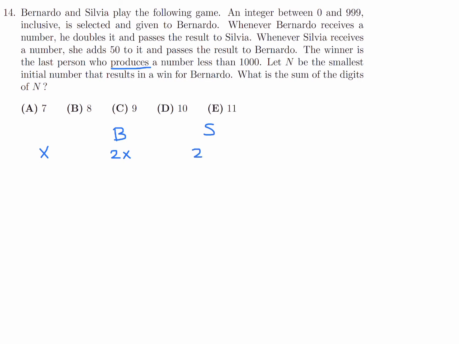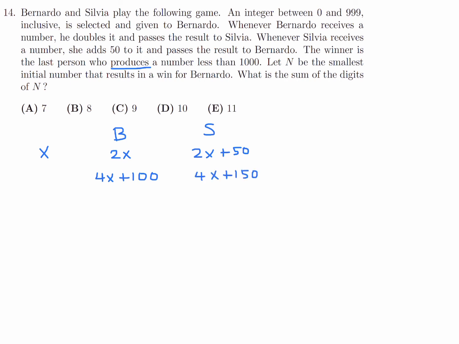She adds 50 to it, so 2x plus 50. And then, this is the number, therefore, that she produces. That's why it's allocated to Sylvia. Then she passes it back to Bernardo. Bernardo always doubles the number, so his number then becomes 4x plus 100. He now has produced that number. He passes it to Sylvia. She adds 50 to it.